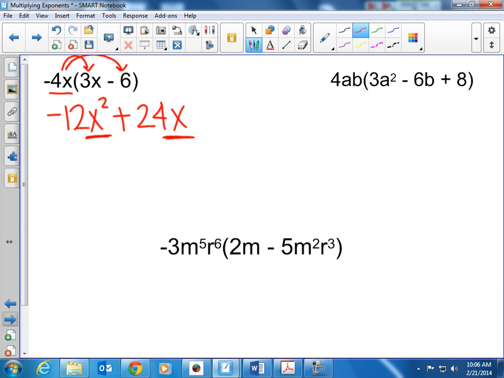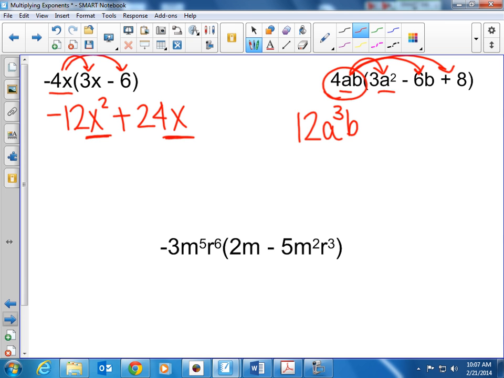4ab times 3a squared minus 6b plus 8. What am I going to distribute here? I'm going to distribute this whole 4ab. It's going to go to the 3a squared, it's going to go to the negative 6b, and it's got to go to the 8. So now let's write what we get. 4 times 3 gives me 12. I have a times a squared. What does that equal? Okay, those exponent rules did not go away. A times a squared is a cubed. B times, there's no b, so that's just b.